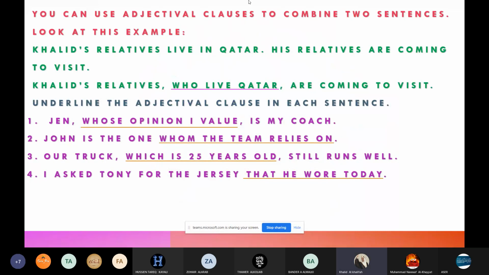Underline the adjectival clause in each sentence. Jen, whose opinion I value, is my coach. Whose opinion I value is the adjectival clause. And the second one, John is the one whom the team relies on. As you can see, whom the team relies on. My truck, which is 25 years old, still runs well. I asked Tony for the jersey that he wore today.